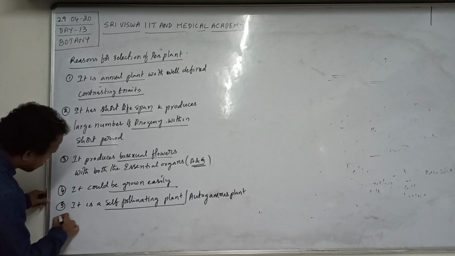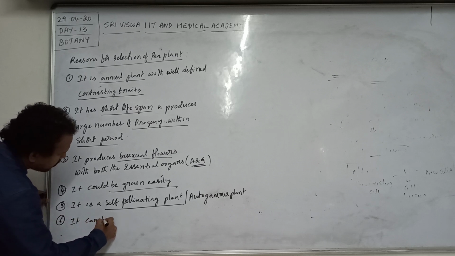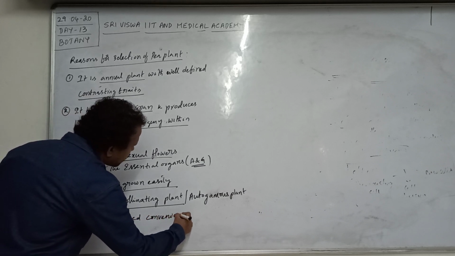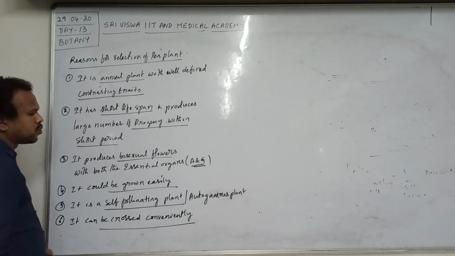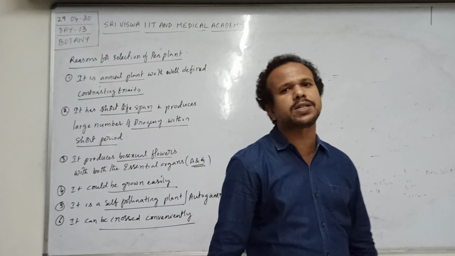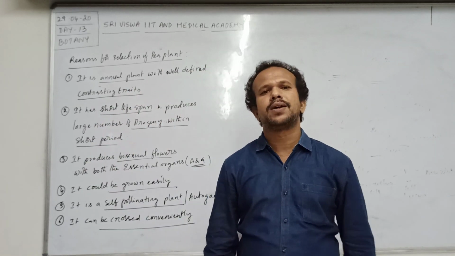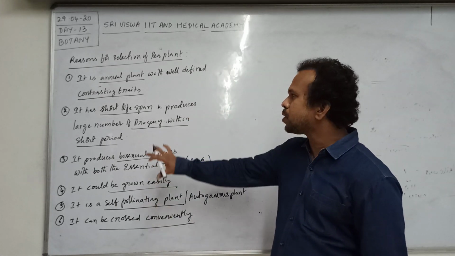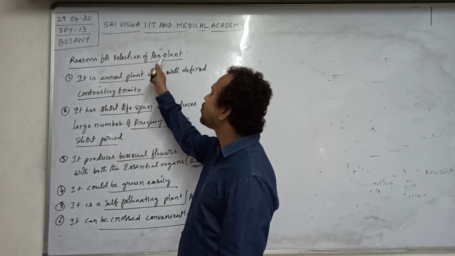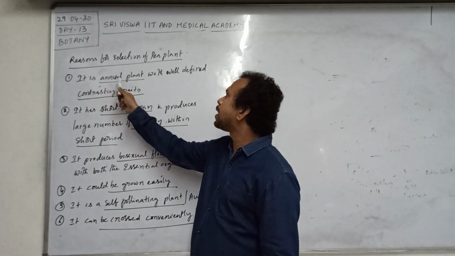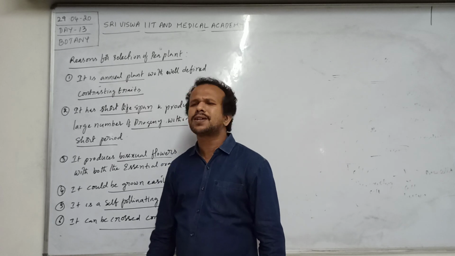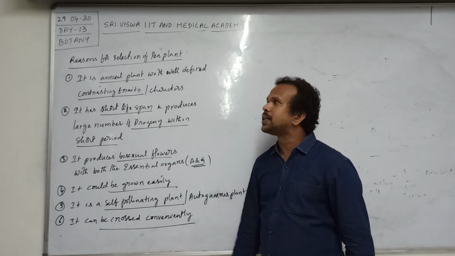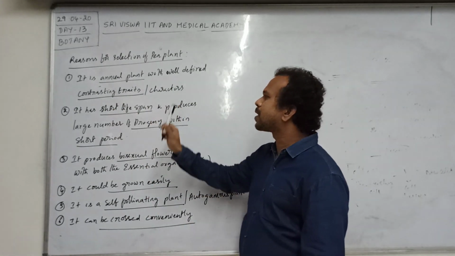Then one more very important feature. It can be crossed conveniently. Very important. Though it usually undergoes self-pollination, crossing is also possible. Cross-pollination is also possible in case of Pisum sativum. Due to these reasons, what are the reasons for selection of pea plant as experimental material? It is an annual plant with well-defined contrasting traits or simply well-defined characters.